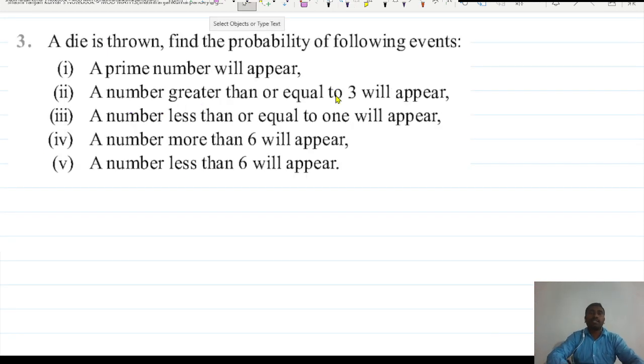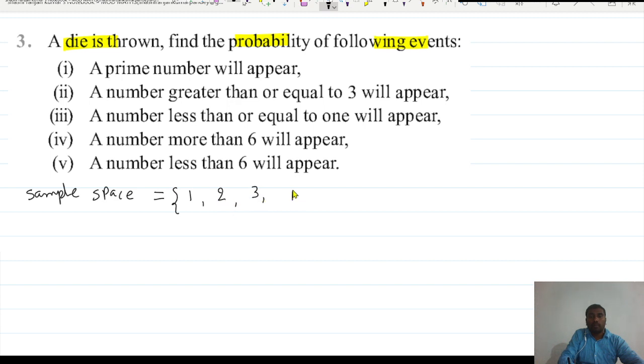Okay, so see in the question number 3 now, it's showing a die thrown. Fine, a die thrown. Find the probability of the following events. Very easy. So see how we can do. First of all, write the sample space here. So what is the sample space? When a die is thrown, what are the total outcomes? Either 1 or 2 or 3 or 4 or 5 or 6. So these are the outcomes.